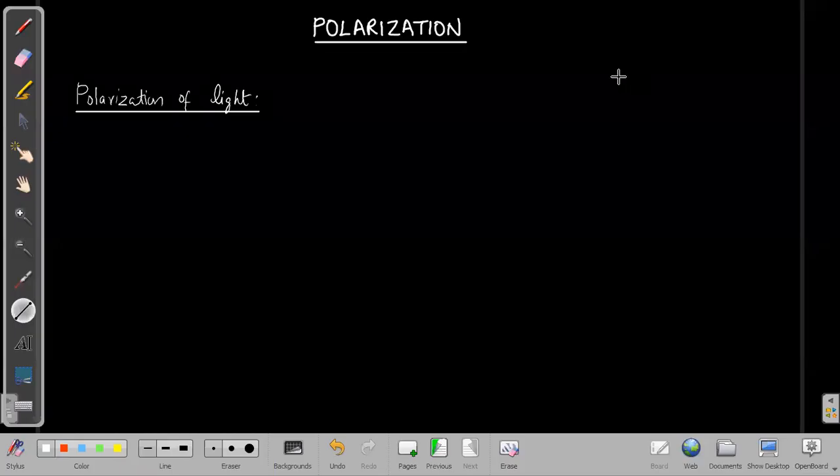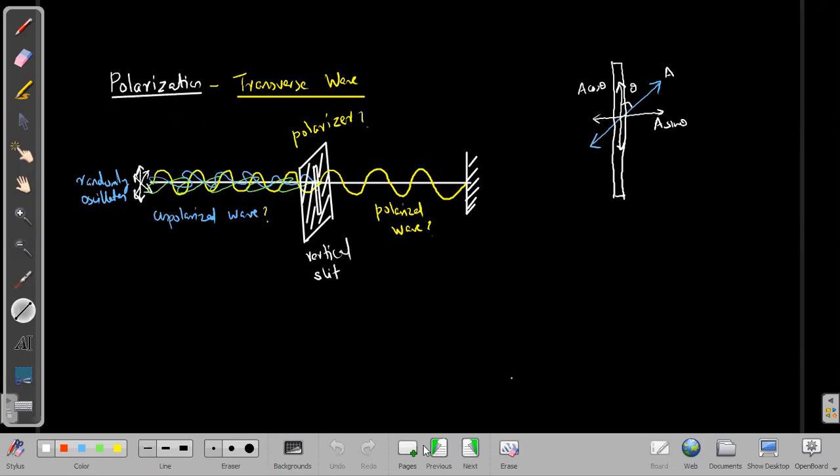Okay, welcome back to discussion of polarization. In the last class, we just introduced what is meant by a polarizer. To review, polarization is a phenomenon of confinement of the direction of oscillation of a wave into one plane. So it is possible to convert a randomly oscillating transverse wave into an orderly oscillating transverse wave using a device called a polarizer.